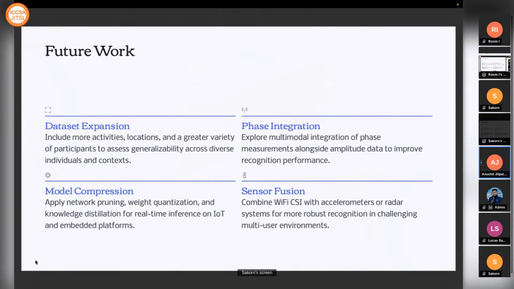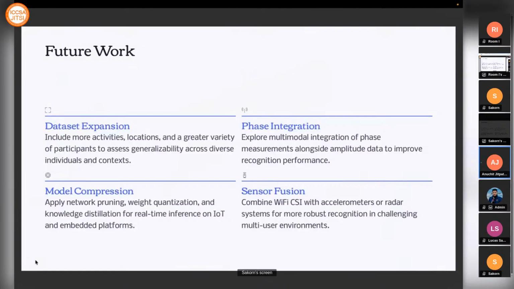Looking ahead, we see four directions for future work. First, dataset expansion, including more activities, locations, and a wider variety of participants to assess generalizability. Second, phase integration, exploring multimodal use of phase measurements alongside amplitude data to further improve recognition performance. Third, model compression, applying pruning, quantization, and knowledge distillation for real-time inference on IoT and embedded platforms.